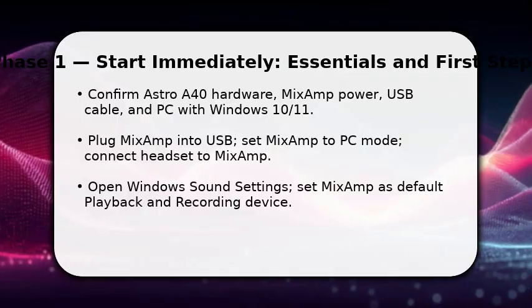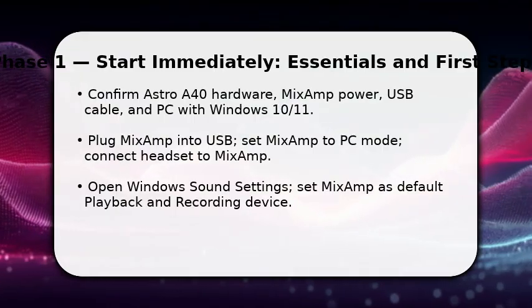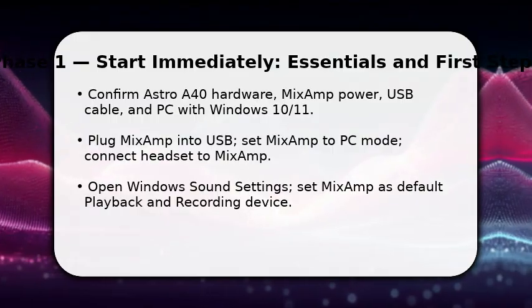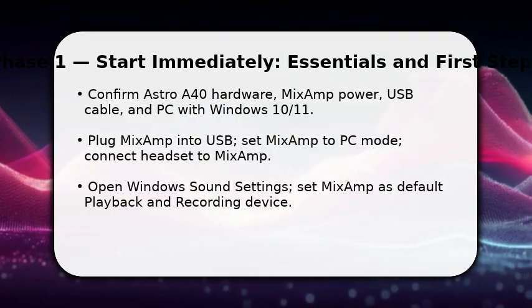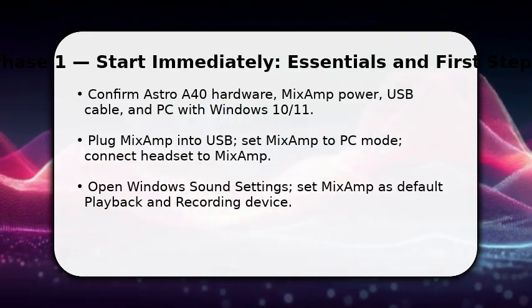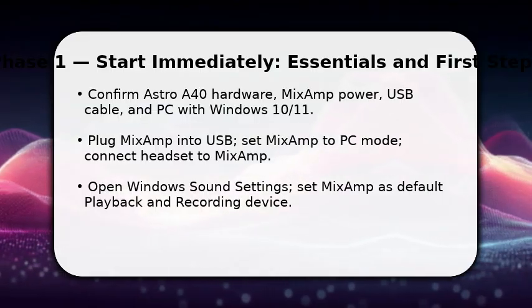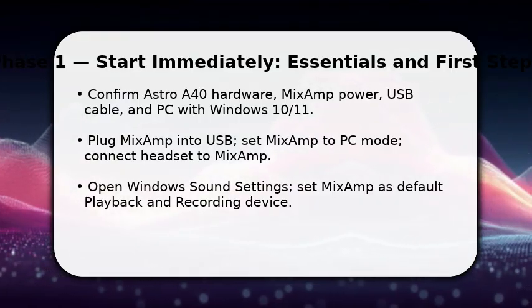You plug the mix amp into a USB port and switch it to PC mode. Doing that routes audio and chat correctly. Next, you connect the headset to the mix amp so microphone and headphones share the signal. Once done, open Windows Sound Settings and choose the mix amp as both default playback and recording devices. This ensures applications send game and chat audio to the headset.